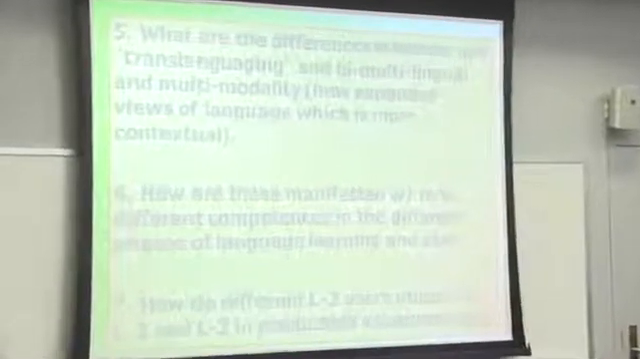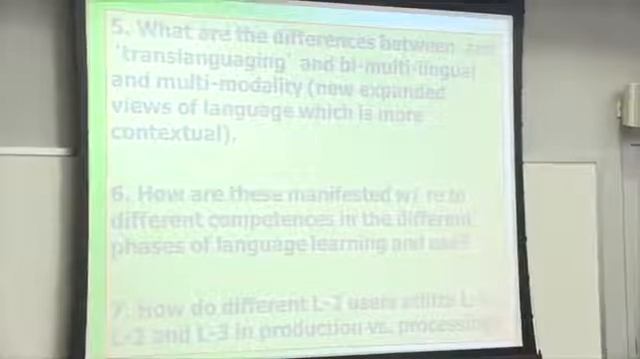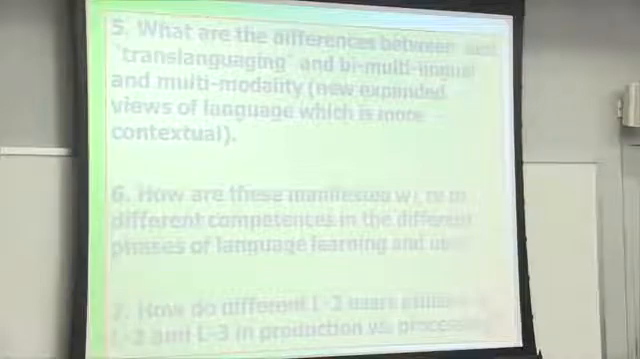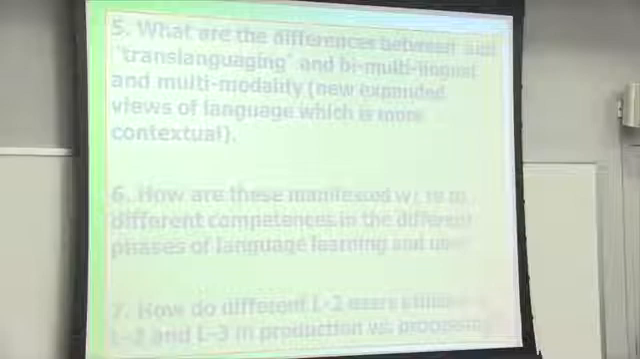What are the differences between trans-languaging, bi-multilingual, multimodality, a new expanded view of language, which is more contextual? We have all this bunch of words. I mean, we have all those terms, and I think we know very little about them. How are these manifested with regard to different competences and different phases? Is it 2 years after you arrive to a country the same as 15 years? How do different L2 users utilize L1, L2?